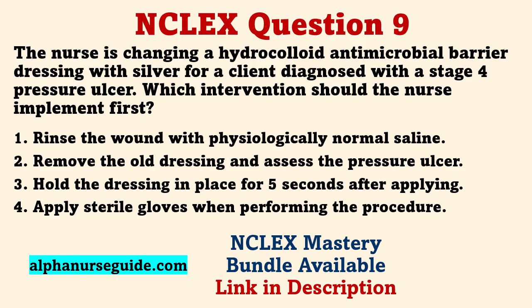The nurse is changing a hydrocolloid antimicrobial barrier dressing with silver for a client diagnosed with a stage 4 pressure ulcer. Which intervention should the nurse implement first? 1. Rinse the wound with physiologically normal saline. 2. Remove the old dressing and assess the pressure ulcer. 3. Hold the dressing in place for 5 seconds after applying. 4. Apply sterile gloves when performing the procedure.